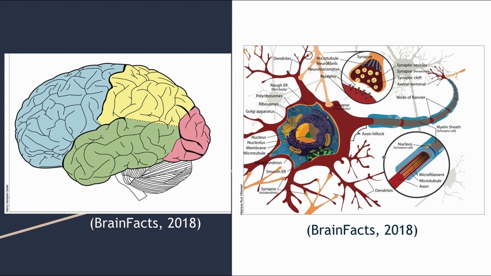So what is a neuron? A neuron is a specialized cell that can transmit electric signals to other nerve cells, muscles, glands, or other parts of the nervous system, including the spinal cord.